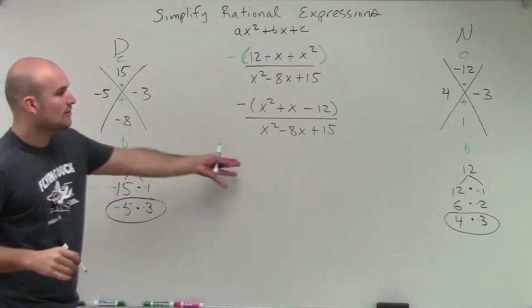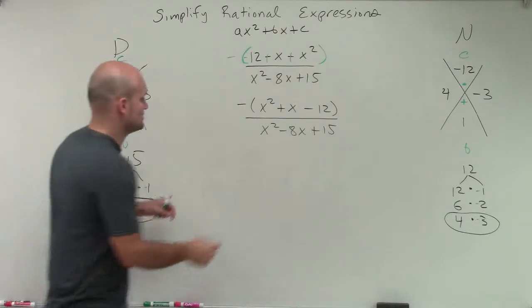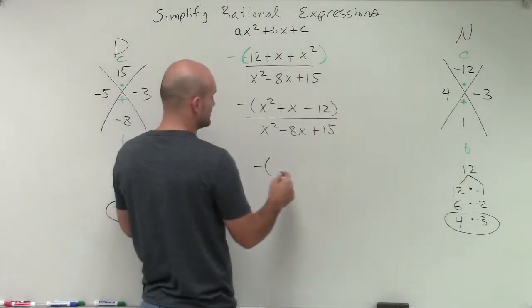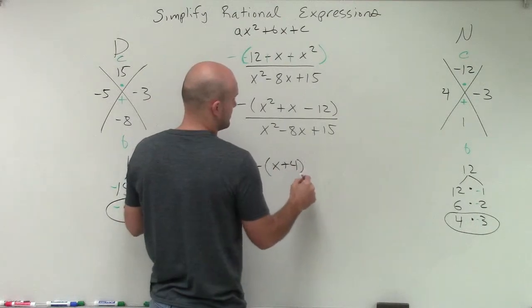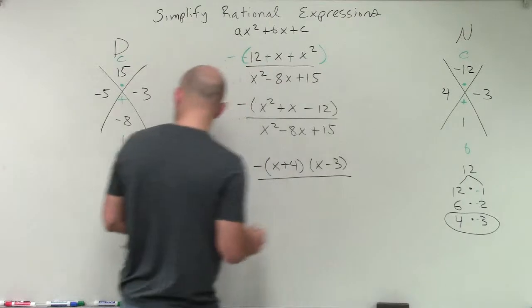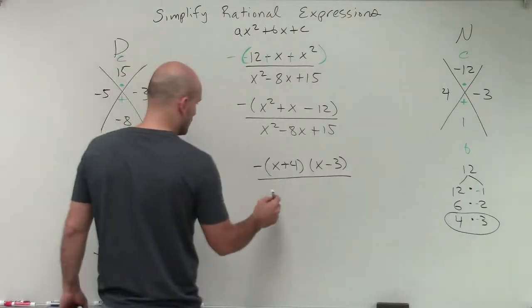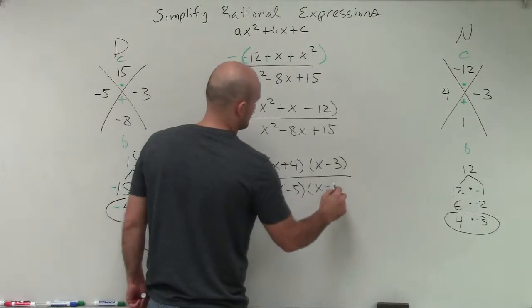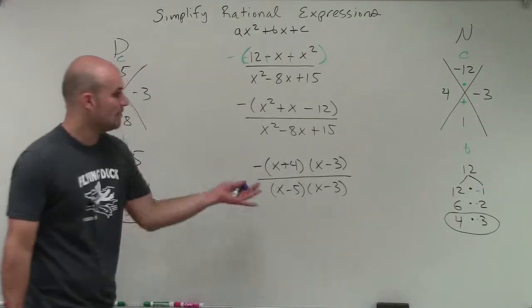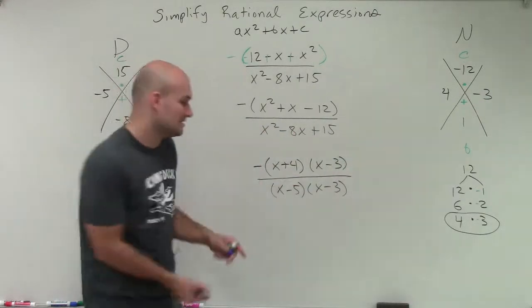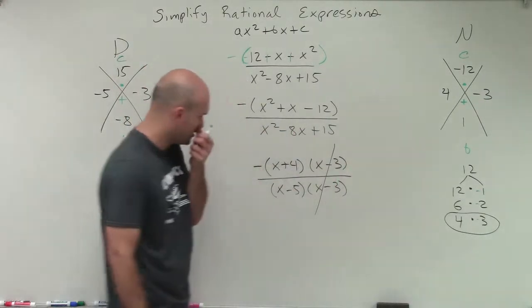Okay, so now let's rewrite and simplify this. Therefore, I'll have a negative. My numerator has now been factored to x plus 4 times x minus 3. And my denominator has now been factored to x minus 5 times x minus 3. All right, and now we can see that we're dividing a binomial over another binomial that are exactly the same. So those are just going to divide out to 1.